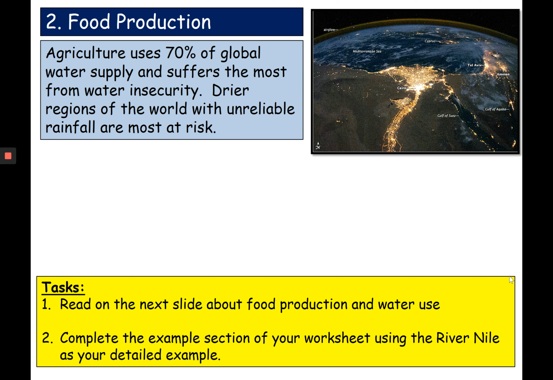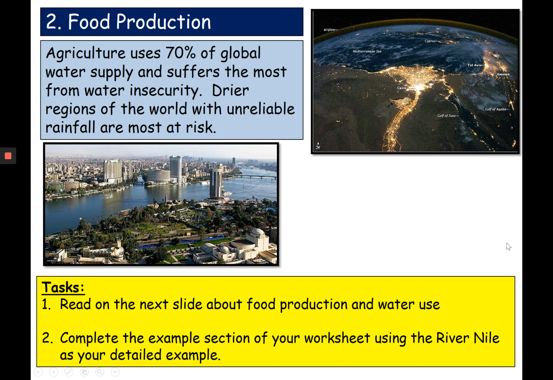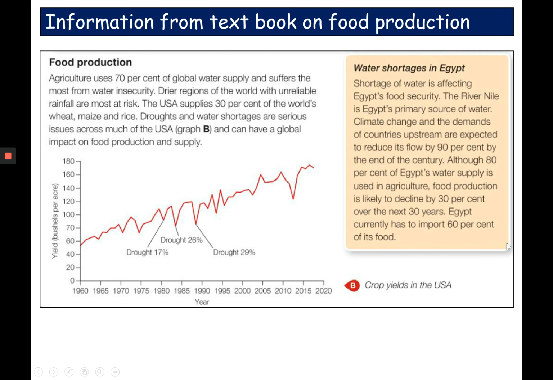And in certain parts of the world, like in Egypt, we've got the River Nile as an example here. They are suffering again with water insecurity. It's a very dry region of the world, and there are many issues surrounding water insecurity. We're just going to focus on some of these to do with water shortages. So there's been some predictions, some projections made about the River Nile, and by the end of this century, by the year 2100, the River Nile is expected to be 90% smaller than it currently is.